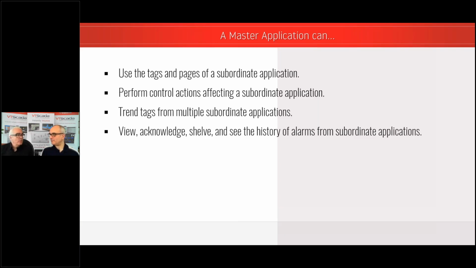You can see all those things in a summary application that lets you know at a glance what's going on everywhere. And lastly, with respect to alarms, in your master application, you can see the alarms in the alarm history. You can acknowledge those alarms from subordinate applications. You can shelve alarms, so you don't have to worry about them for a certain period of time, and you can see the history of the alarms.